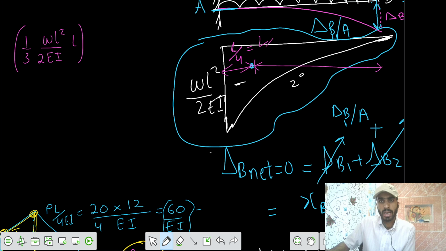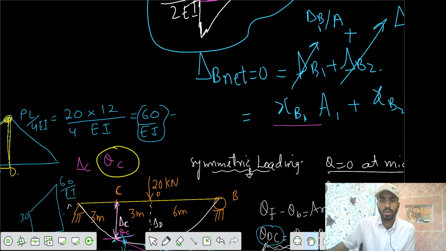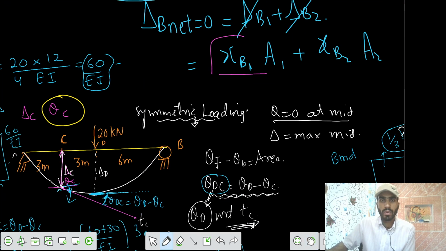That equals L by n plus 1. Yeah, this is L by 3, n plus 2. This is L by 4, where n equals 2. So it is L by 4. If this is L by 4, this one would be 3L by 4. But the value here is negative. BMD is negative, so write the minus sign. So we got the value xB1 A1.